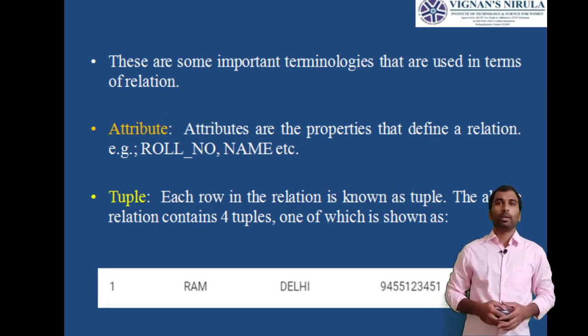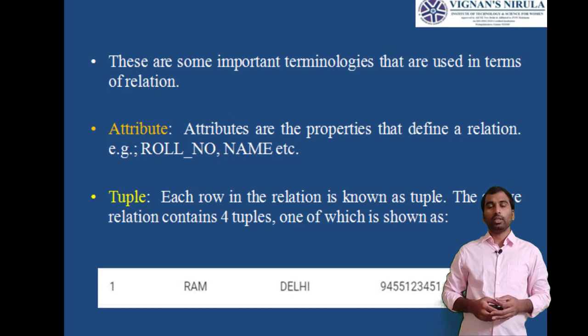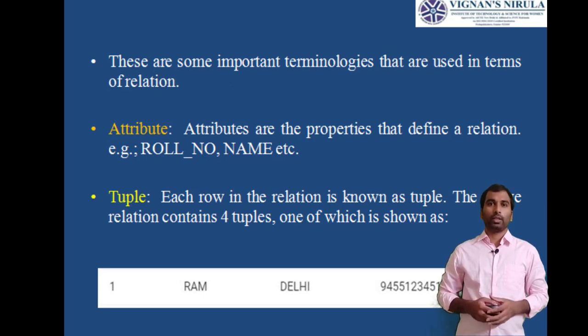These are some of the important terminologies used in terms of a relation. The first one is attribute. Attributes are the properties that define a relation. In the previous example, we have different attributes: roll number, name, age. All these are called attributes. Attributes are the properties of a relation or the characteristics of an entity. Roll number, name, age of a student are the attributes of a student.